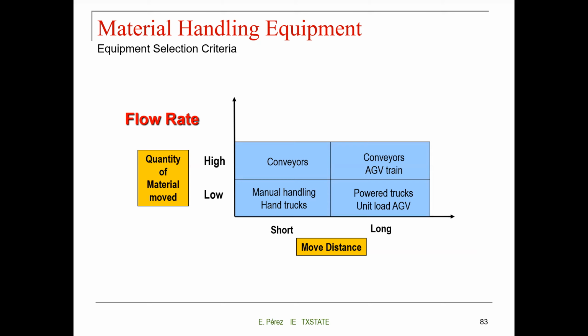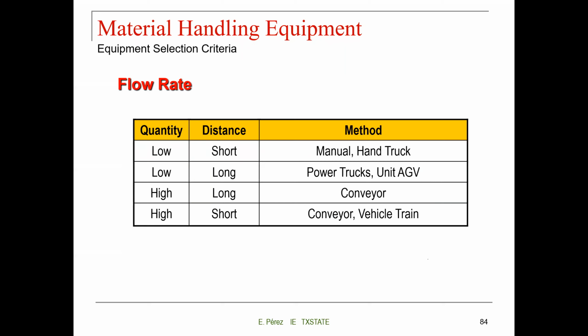If the move distance is long and the quantity of material to be moved is low, then power trucks, unit load AGVs are the best option. And if both of them are high, then conveyors, AGV trains. Flow rate is another way to select equipment. If the quantity is low and the distance is short, manual hand truck. This is the same information, summarized.